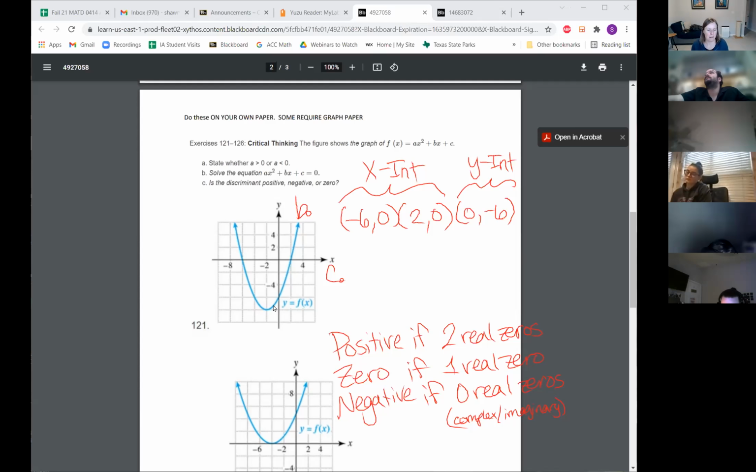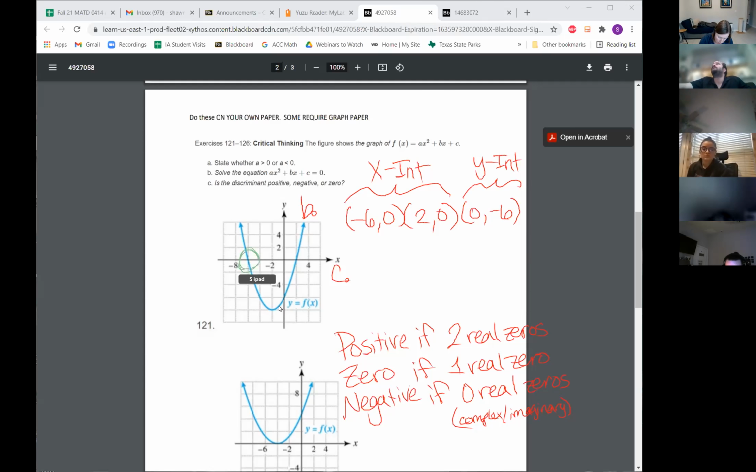Okay. All right. So looking at number 121, how many real zeros do we have? 2. We have this real zero and this real zero. So is it going to be a positive discriminant, a negative discriminant, or a 0 discriminant? Positive. Positive, yeah. So positive discriminant. Onward.